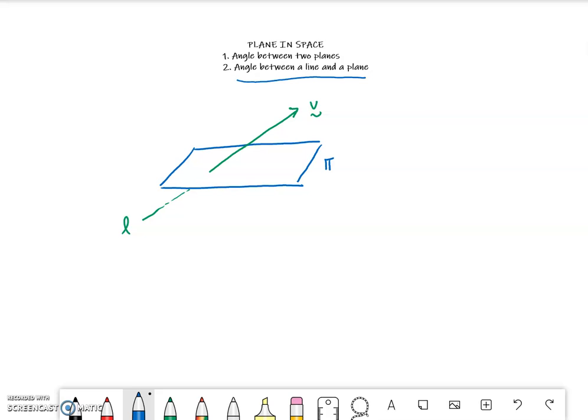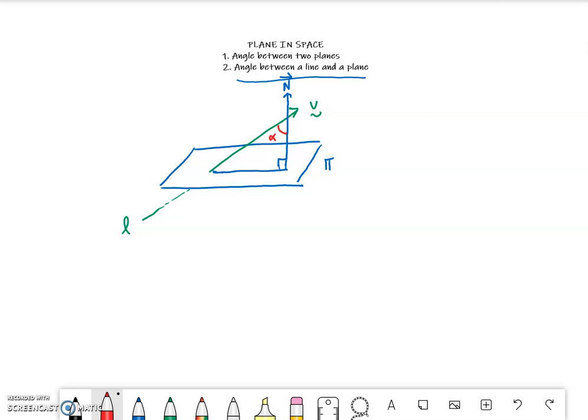Okay, we know that for every plane, we have a normal vector that is orthogonal to the plane, where this normal vector is denoted as n. And this is 90 degrees from the plane. So now we have the figure something like this. From here, we know that the angle between this normal vector and vector v, we denote this as alpha.